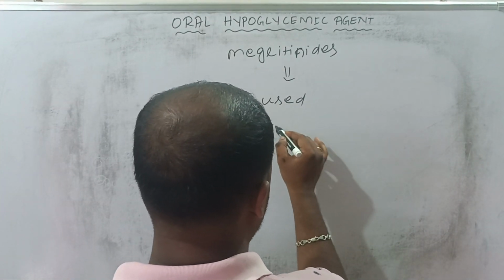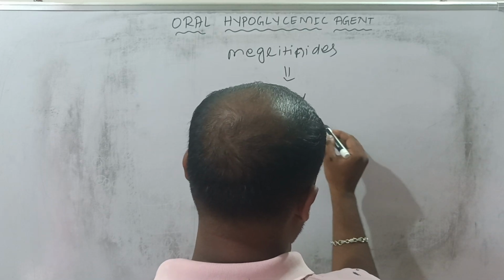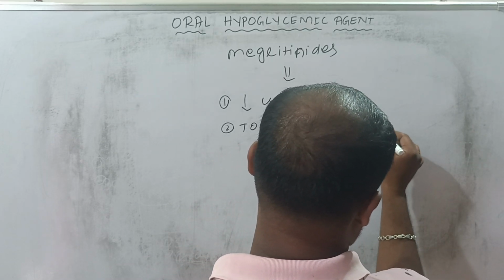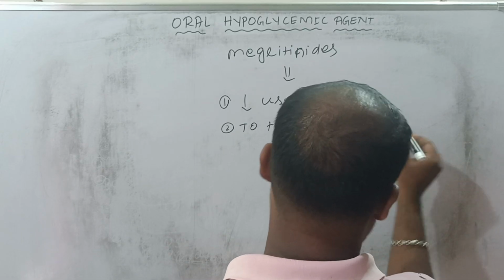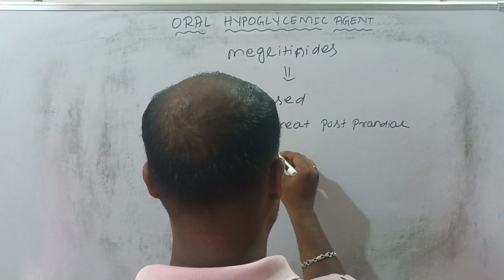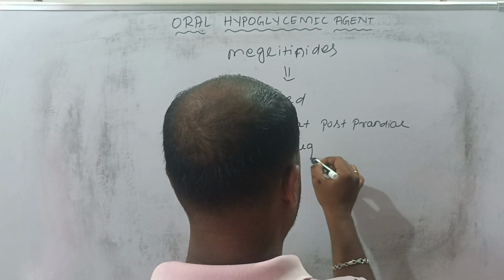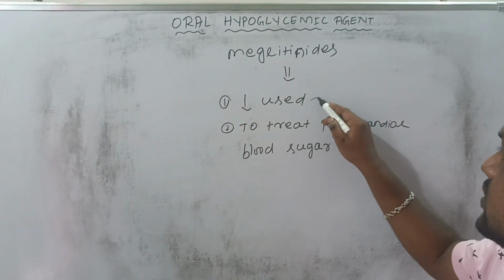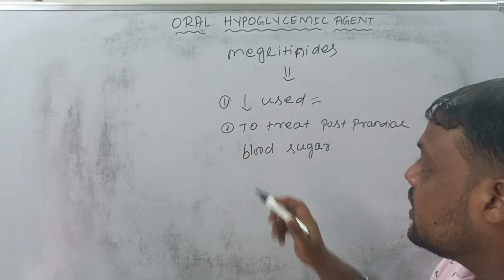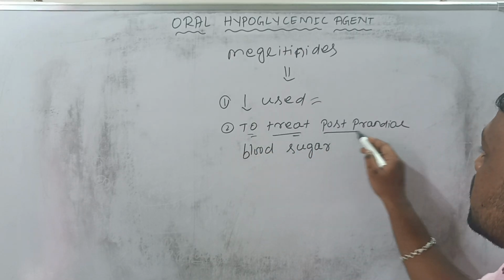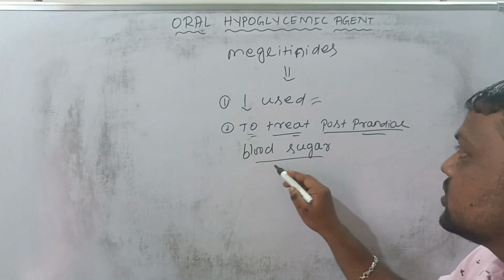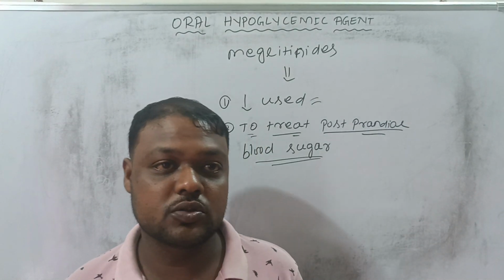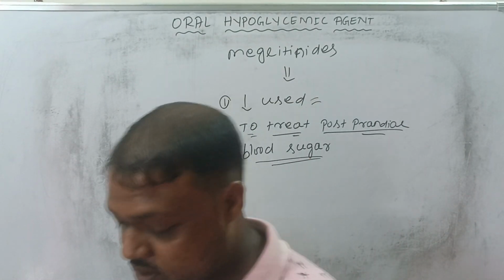The meglitinide is less used, and it is used only to treat postprandial blood sugar. Clear? In the control of postprandial blood sugar, the meglitinide is used.